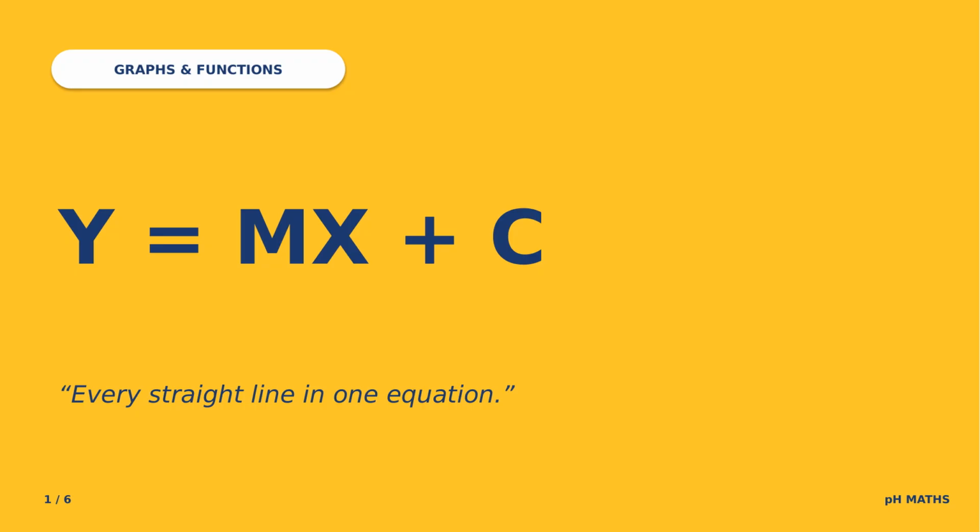Today's explainer is y equals mx plus c, the equation that captures every straight line. By the end of this video, you'll know what m and c mean, how to read them off any line equation, and the rearrangement trap that catches half of candidates.